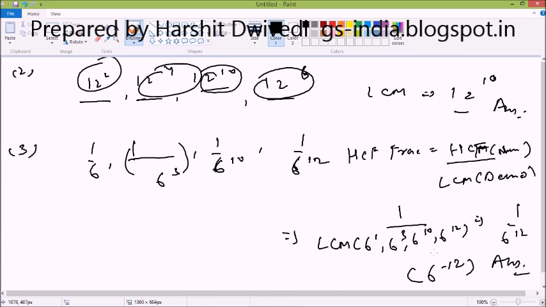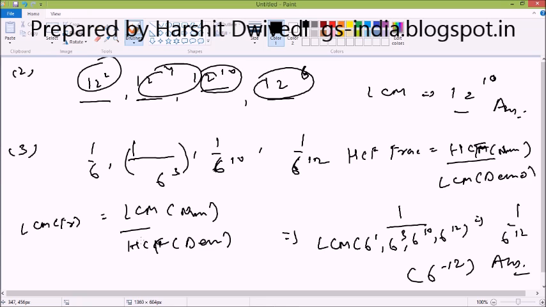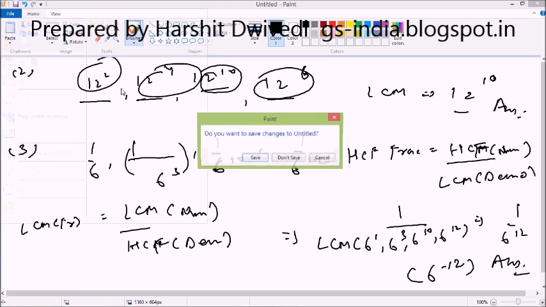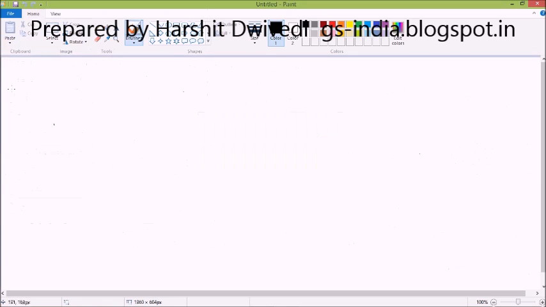I will again repeat one fact. HCF of many fractions is equal to HCF of numerators upon LCM of denominators, and obviously the LCM of fractions will be LCM of numerators upon HCF of denominators. This you need to keep in mind. So this is the solution of question number 3. Moving to my next question, question number 4.